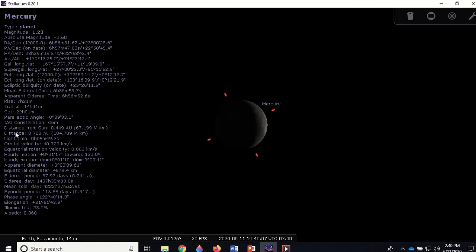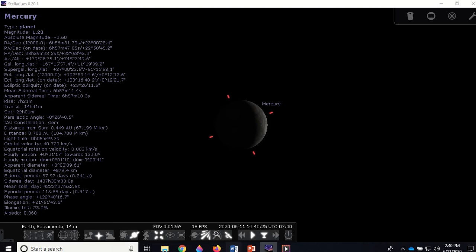You go down here and you've got distances. There's the distance from the Sun. Right now, as we speak, it's 0.449 astronomical units from the Sun. It's 0.7 astronomical units from the Earth. So that's the distance between us and it.